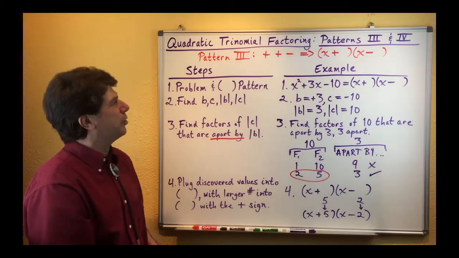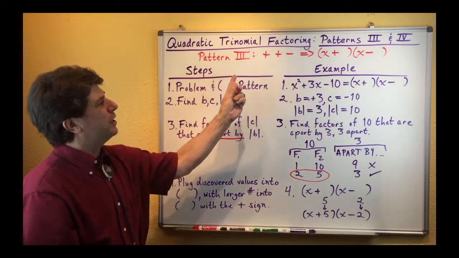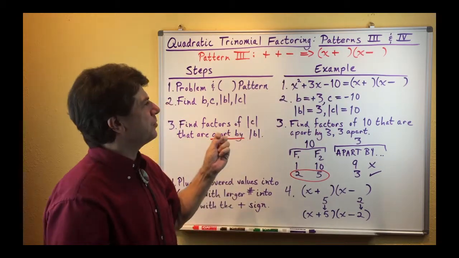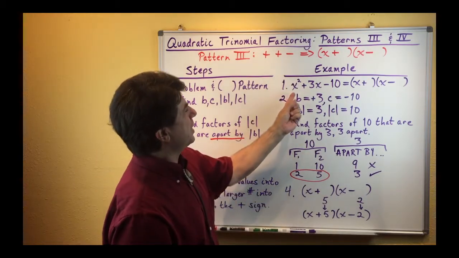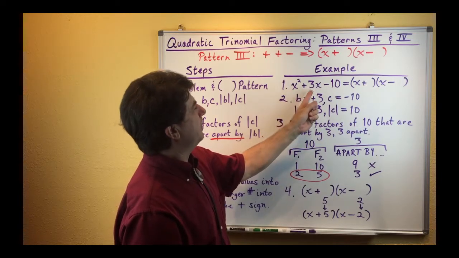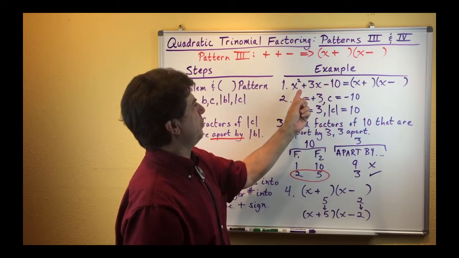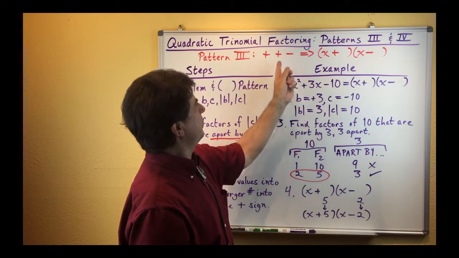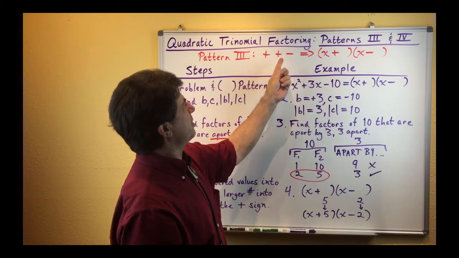The whole point of this lesson is to show patterns 3 and 4 of quadratic trinomial factoring. Pattern 3 is what we'll start with, and in pattern 3 the order of the signs is positive, positive, negative, as illustrated by our example, x squared plus 3x minus 10. You can see the order of the signs there. The first term is positive, the second is positive, and that term is a negative. That's where we get our pattern: positive, positive, negative.